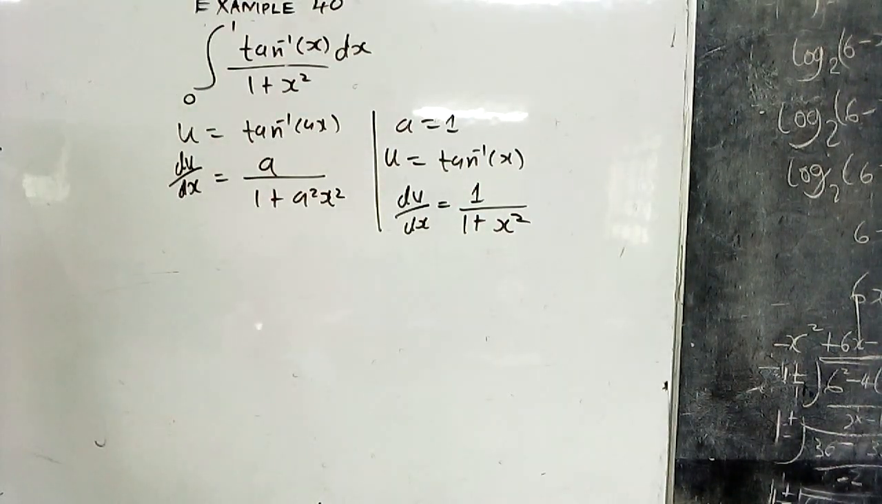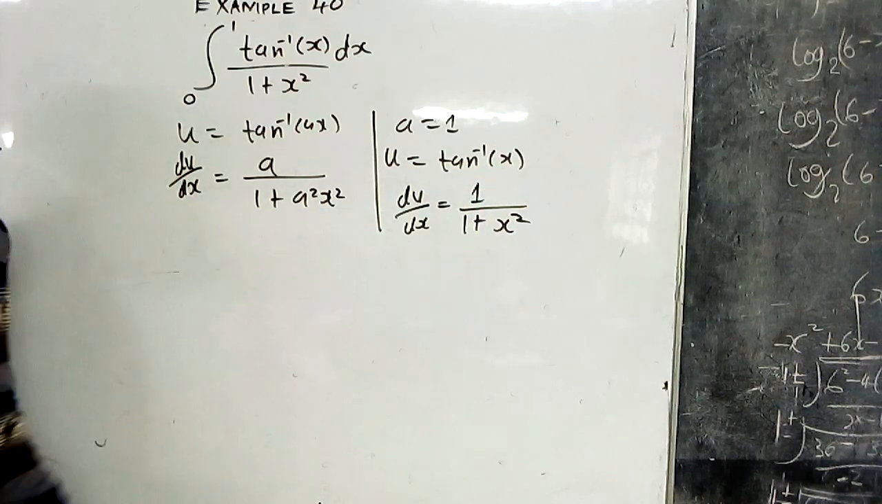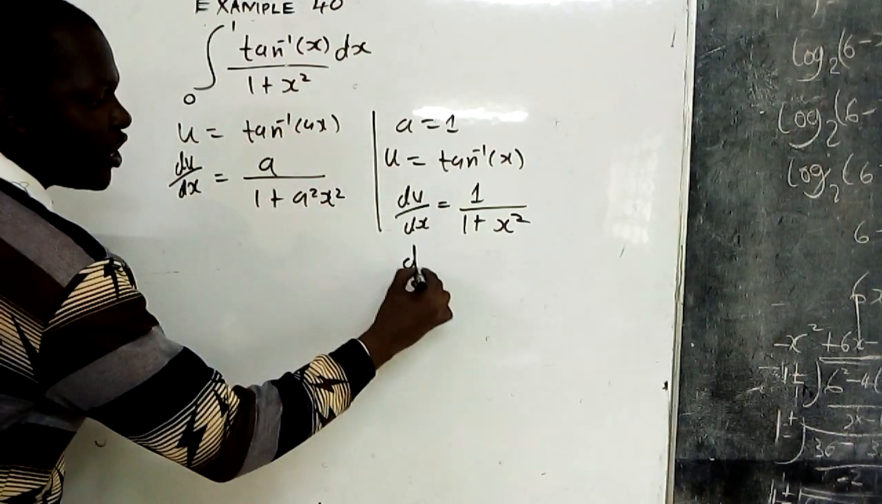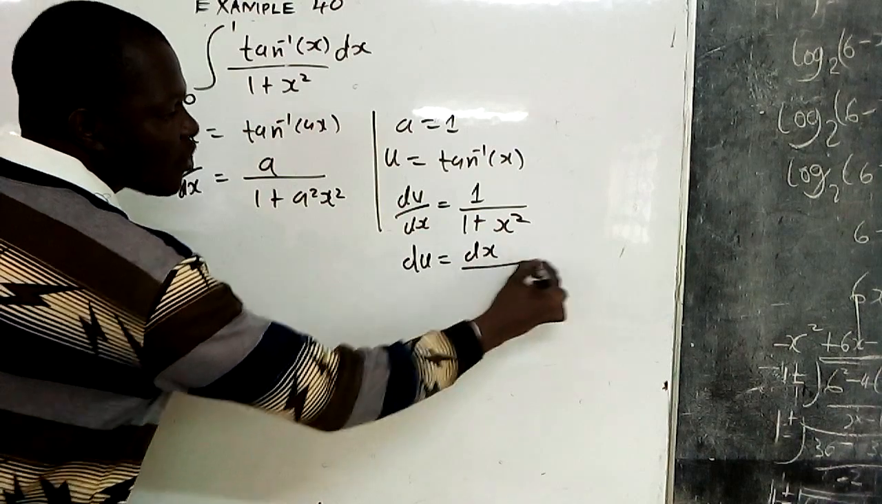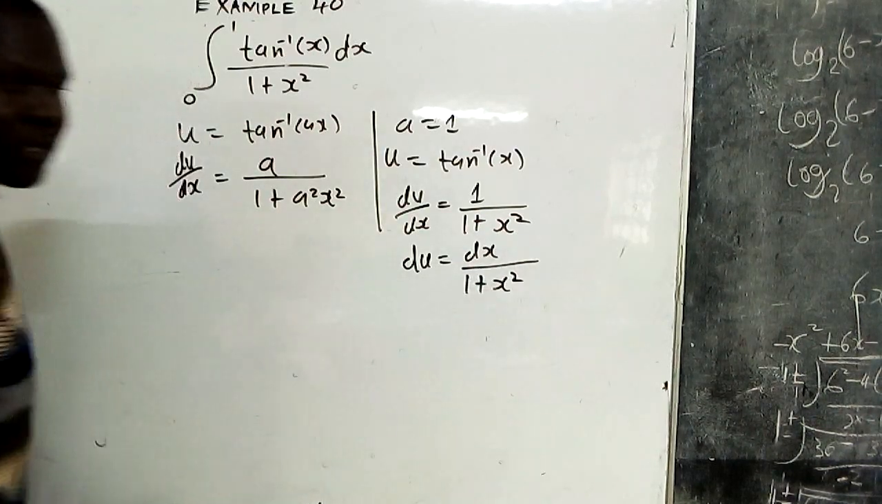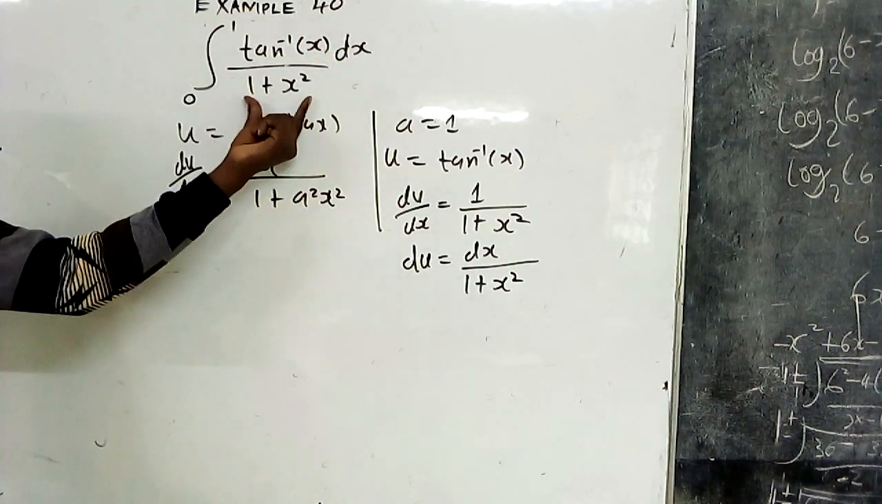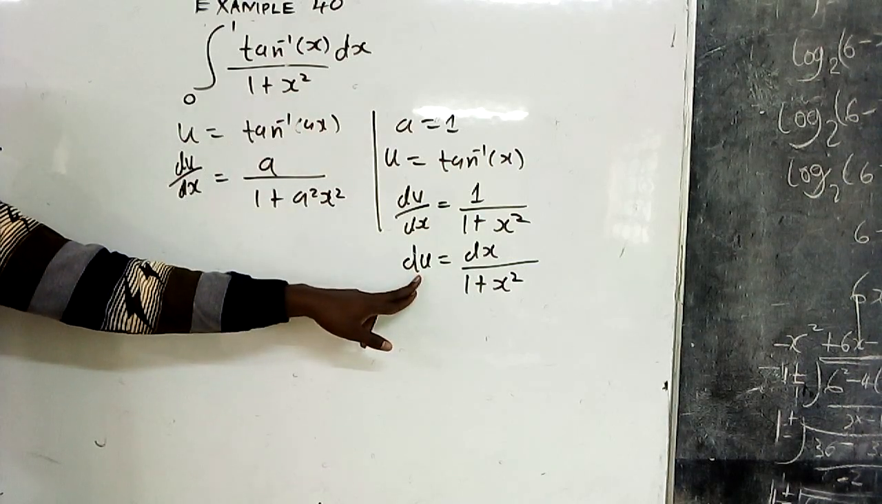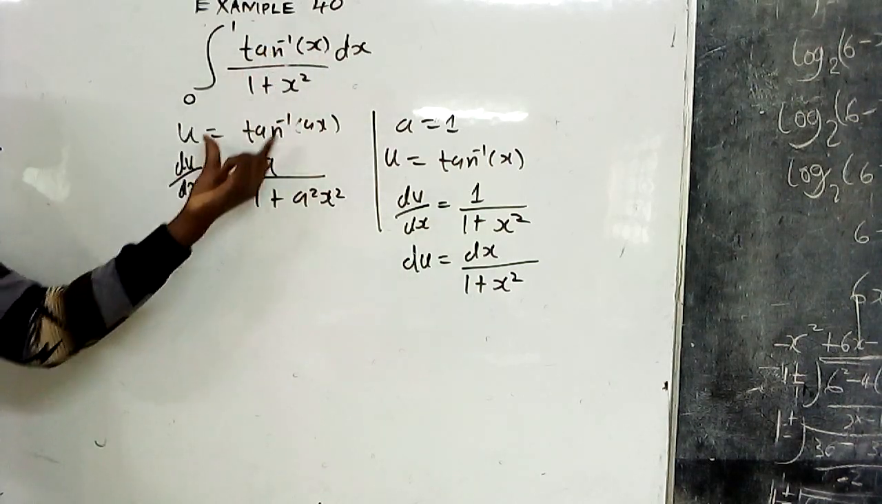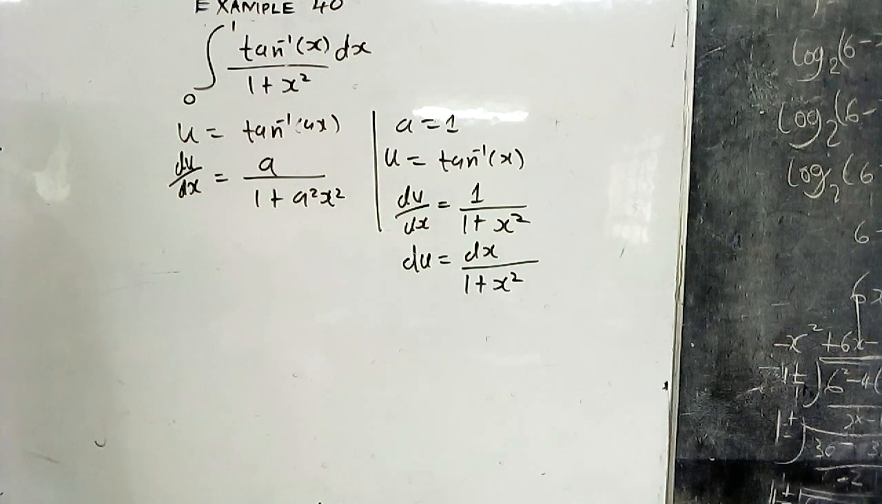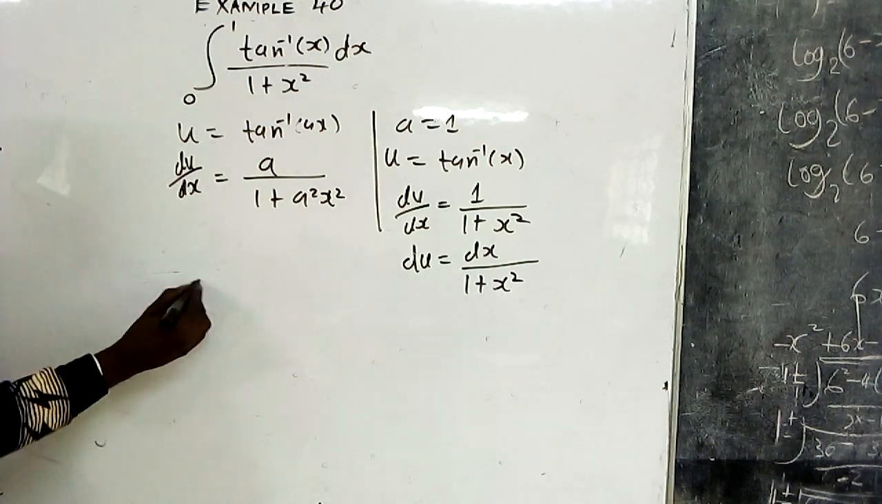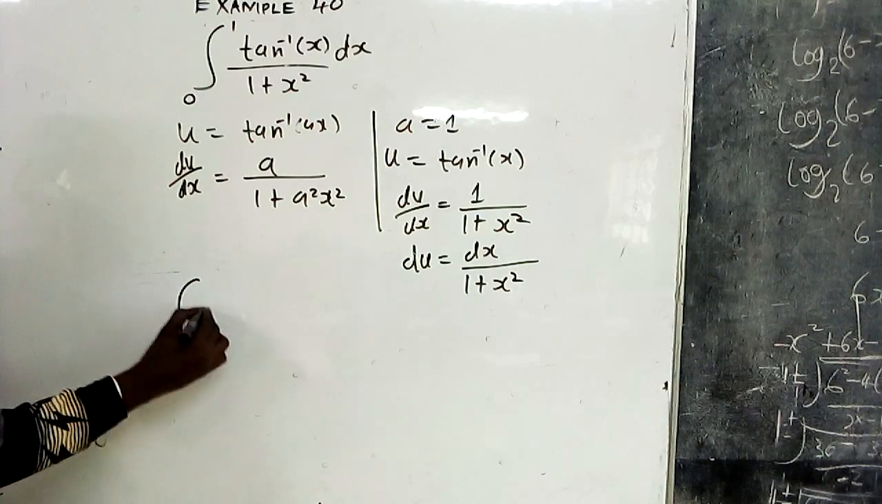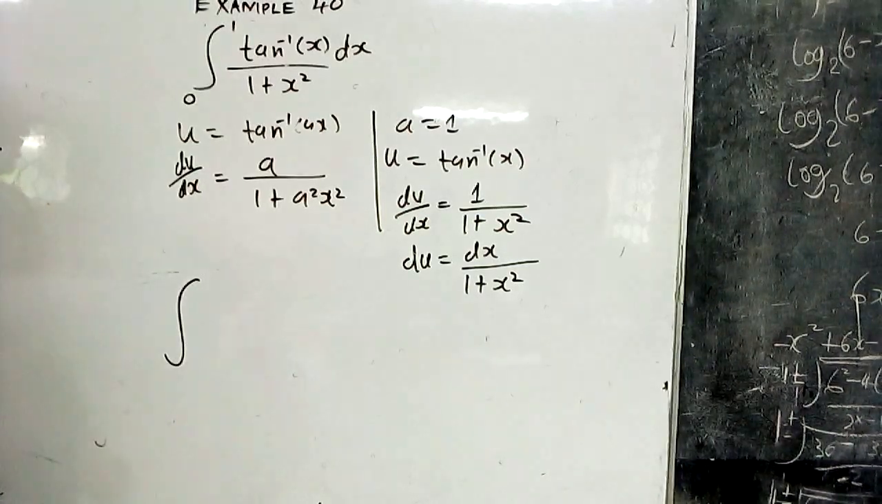Are you seeing that? So if you take dx to the other side of the equation, you get du is equal to dx over 1 plus x squared. So this dx over 1 plus x squared is simply du, isn't it? Then this tan inverse of x is simply u. So it is u du, algebraic substitution, isn't it? Are we together? Yes. So from here we are integrating. You'll put the limits after completing the integration, okay?